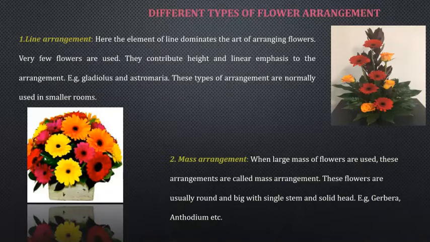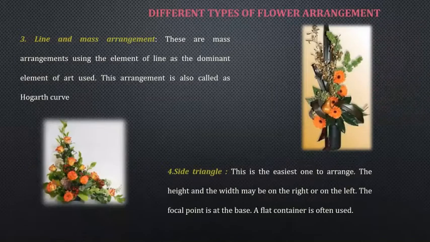Normally it is round and big, with a single stem and a solid head. For example, Gerbera and anthurium. In the picture you see the Gerbera flower. Next is line and mass arrangement. This is a mass arrangement using the element of the line as the dominant element of the art. This arrangement is also called the Hogarth curve.